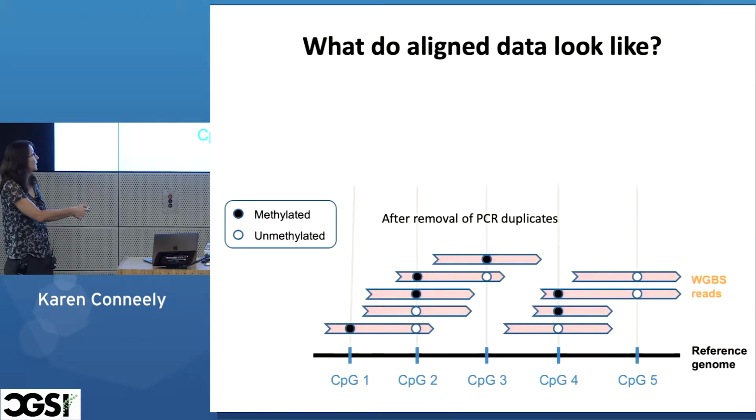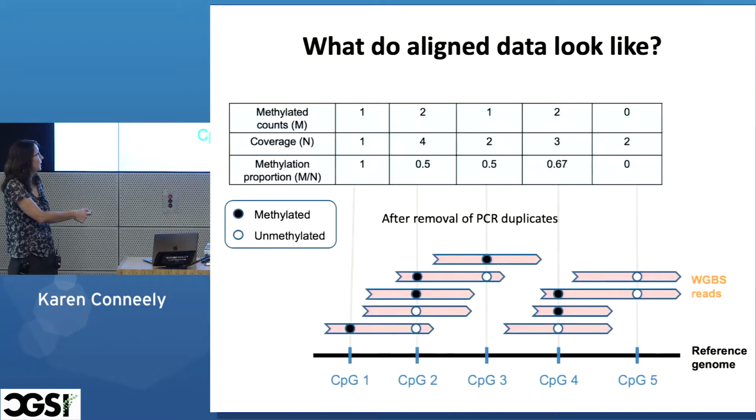You can use a methylation extractor. It'll go through, and for each CpG along the genome, the data you get out is going to look kind of like what's on the top. For the first CpG, you really just had one read that overlapped with it, and it was methylated. So you get 1 out of 1. The next one, you had 4 reads that overlapped it. 2 are methylated and 2 are unmethylated. So you have 2 methylated reads out of 4 total reads, and so half of them are methylated.